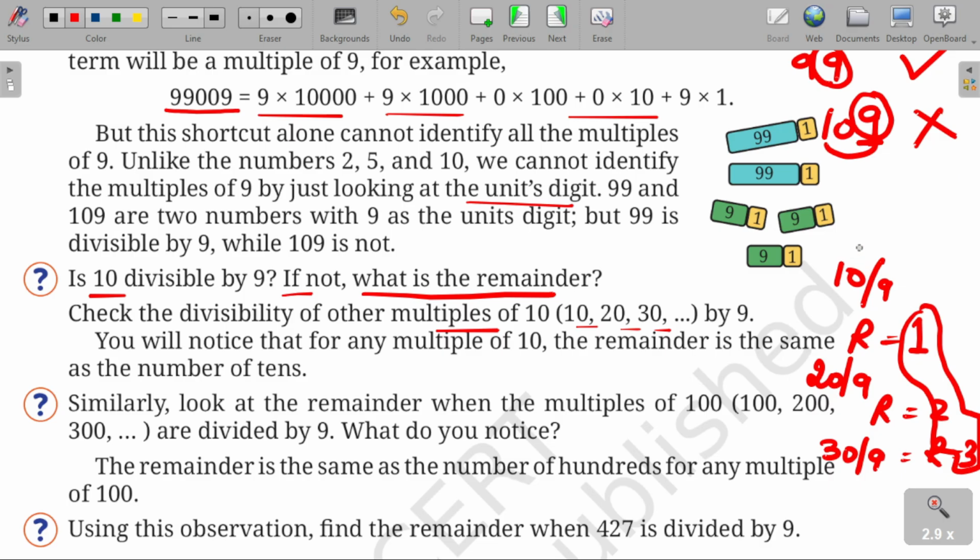Like if I have one ten, the remainder is 1. If I have two tens, 20 means 10 plus 10, the remainder is 2. If I have three tens, the remainder will be 3, and so on. And the same will happen with 100. If I divide 100 by 9, just observe what kind of remainders you are getting. You will get the idea.